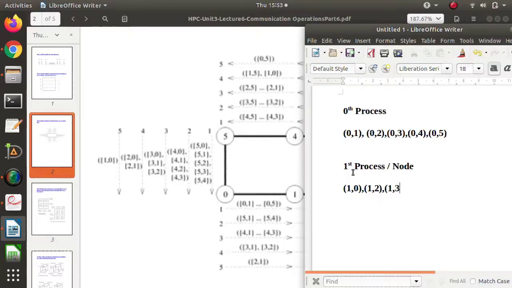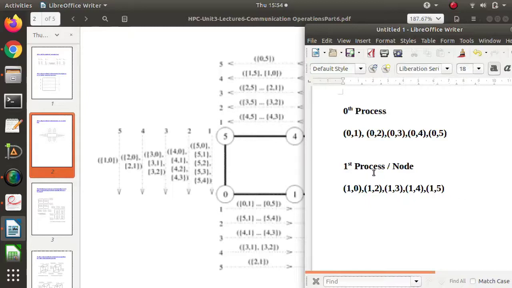1 comma 3, that means 1 is the source, 3 is the destination. Again in the same way, 1 comma 4, that means 1 is the source, 4 is the destination. In the same way, 1 comma 5, so 1 is the source, 5 is the destination. So in the same way I can write for all the other nodes.